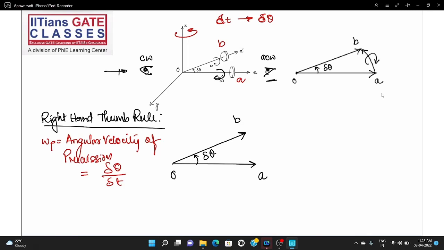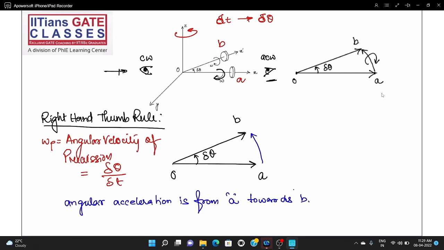Okay. So in which direction is the angular acceleration? I can say the angular acceleration acted in the direction from A towards B. The angular acceleration is from A towards B.